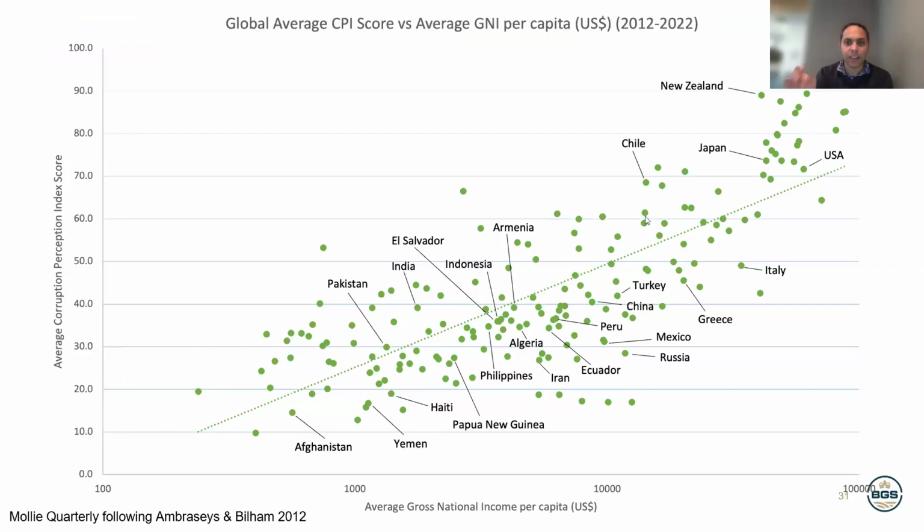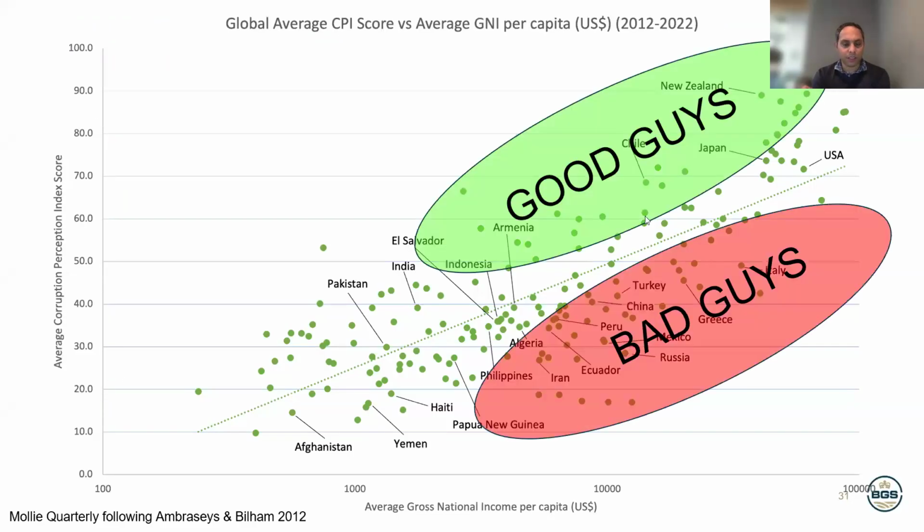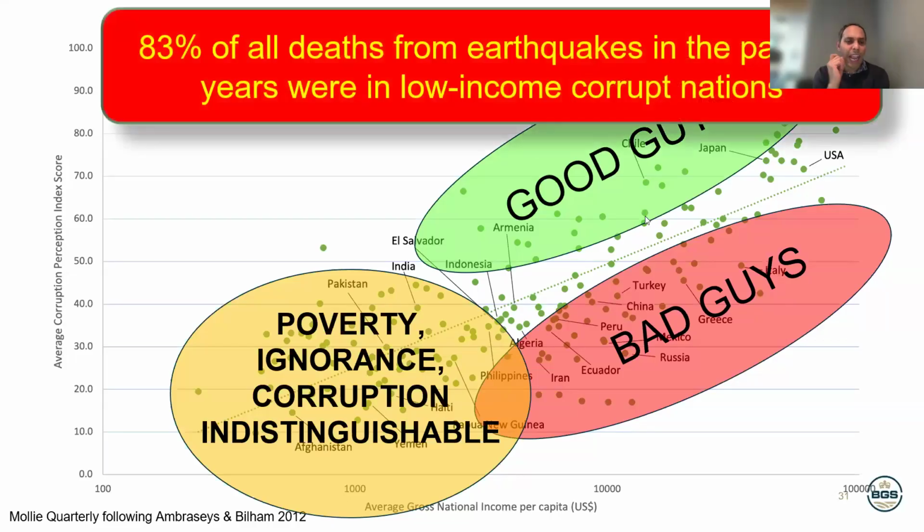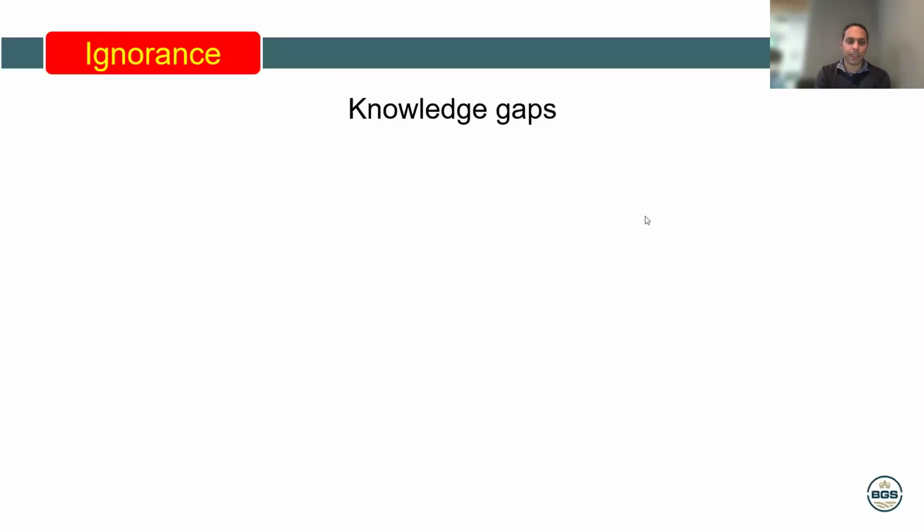So if I were to help us out here, those are the good guys, those are the bad guys, and this is where it's all gone wrong. Poverty, ignorance, corruption, it's all gone a little bit messy down there. And why is this a problem? It's a problem because 83% of all deaths in the last 30 years in earthquakes were in countries that are low income, so poor, and anomalously corrupt, i.e. in the red or the yellow zones. So corruption kills. Corruption clearly matters.